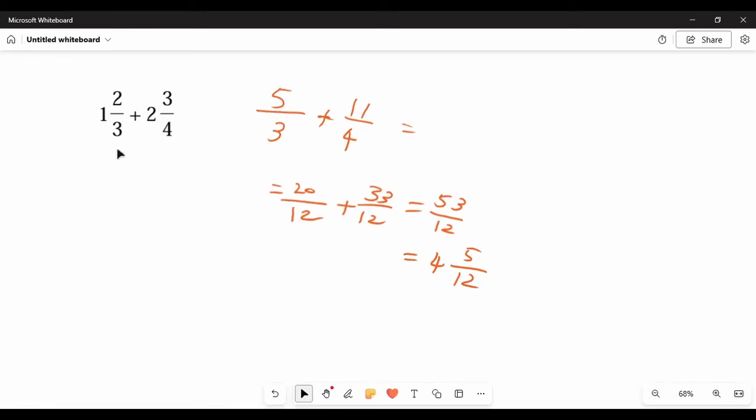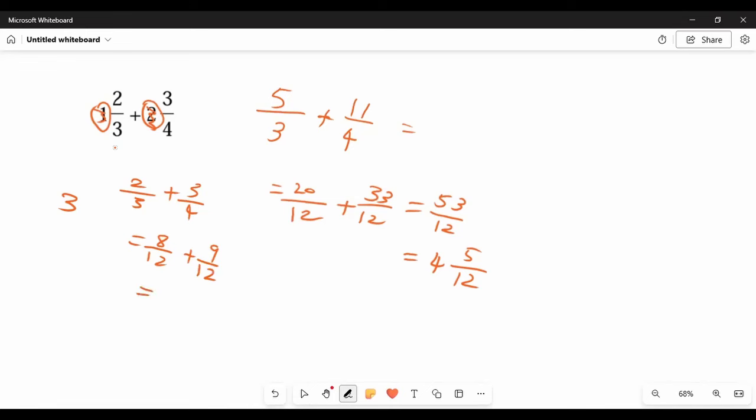Simply, as the very first step, I can add the two whole numbers we have. 1 plus 2 is going to give me 3. So forget about these 1 and 2 now because we know the total. Now we have 2 over 3 plus 3 over 4. Now try to add these two fractions. You have to make it to 12. So it's going to be 8 over 12 plus 9 over 12.